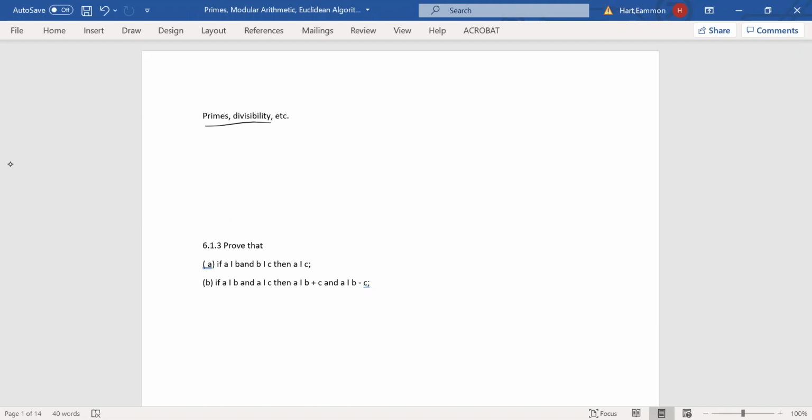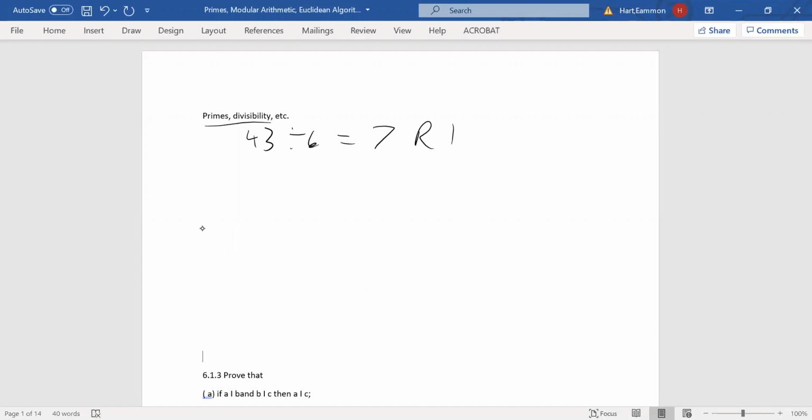So primes. Let's go back to fourth grade. If I were to ask you what is 43 divided by 6? Well, before you learn how to use fractions for this, you would say that is 7 remainder 1. A more general idea for this, that's the same thing as saying that 43 is equal to 6 times 7 plus 1.